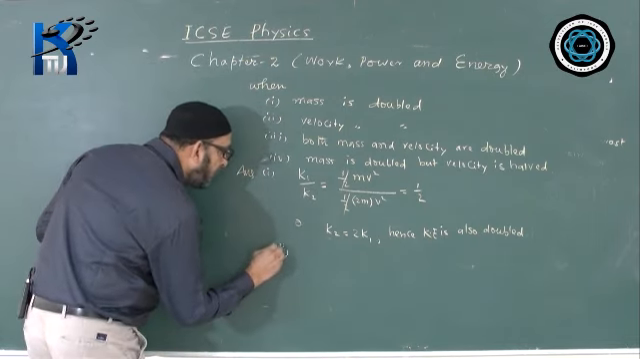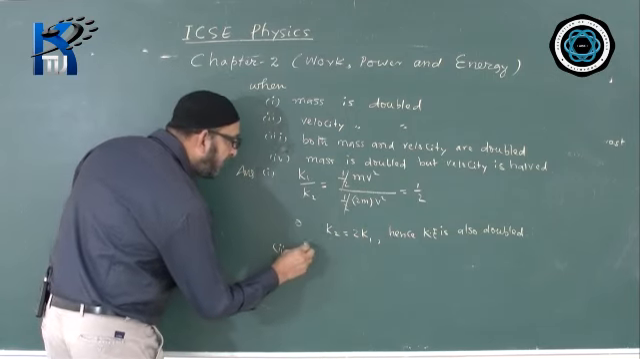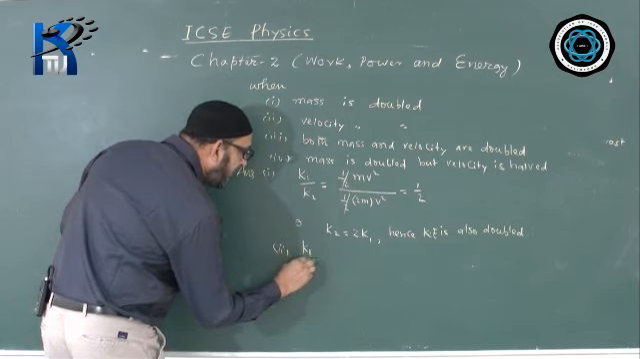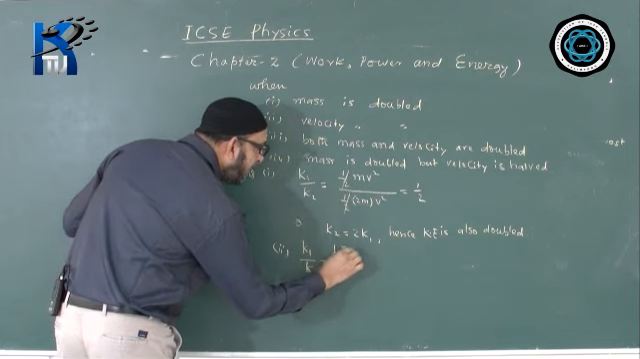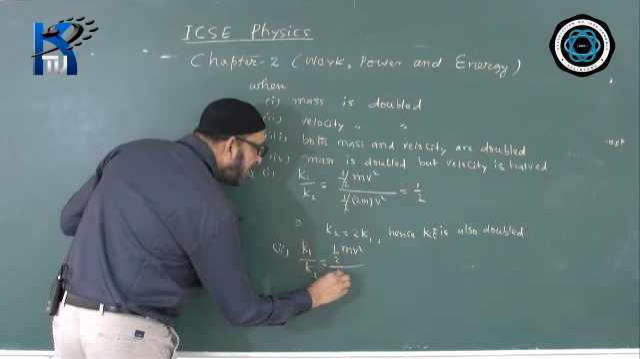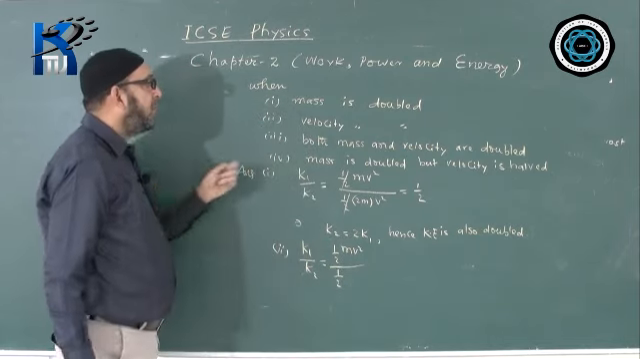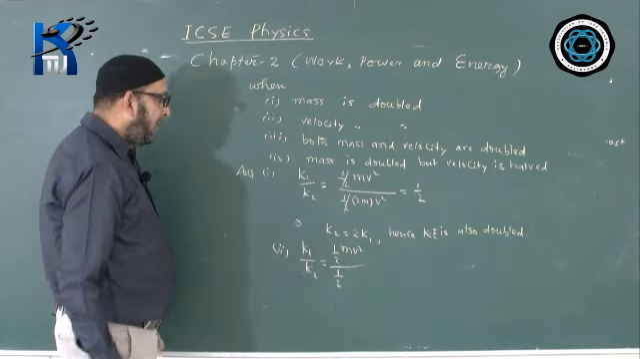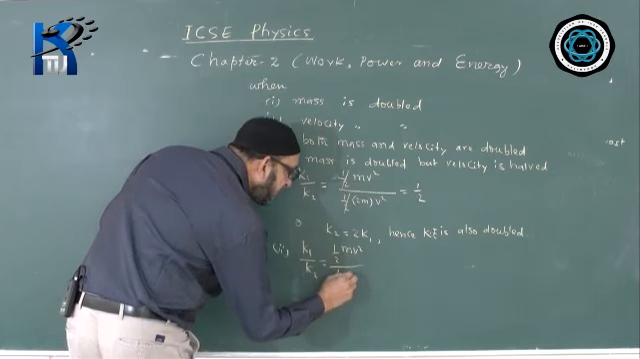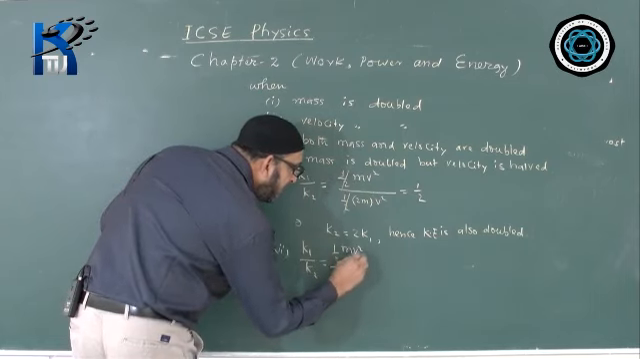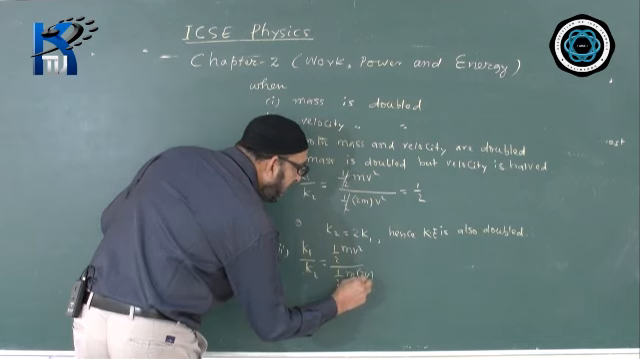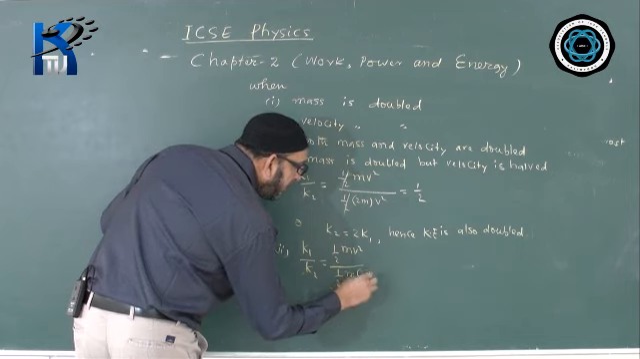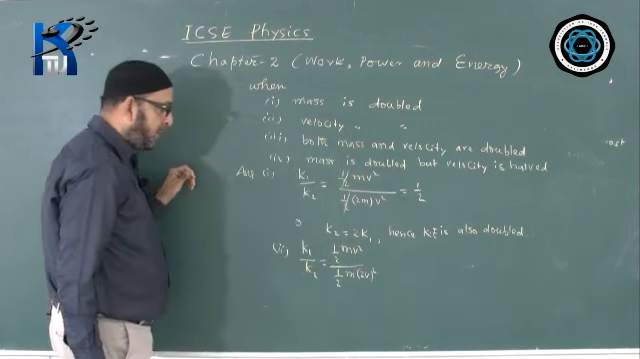Now case 2, same way we are doing for each type of question. K1 by K2 equal to, first case I will write half mv square, second case I will make changes according to the cases mentioned here. Velocity is doubled, whereas mass is same, so m is as it is, velocity is doubled, so write within bracket 2v, because velocity is now becoming twice. V it was, now it becomes 2v, but square is there.